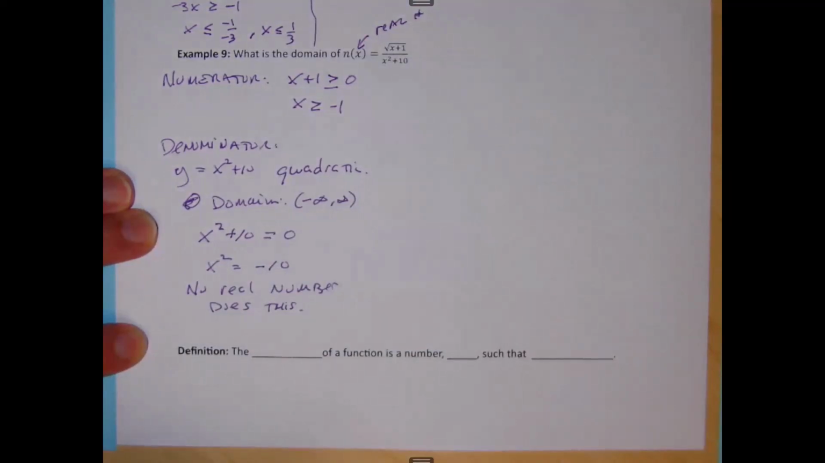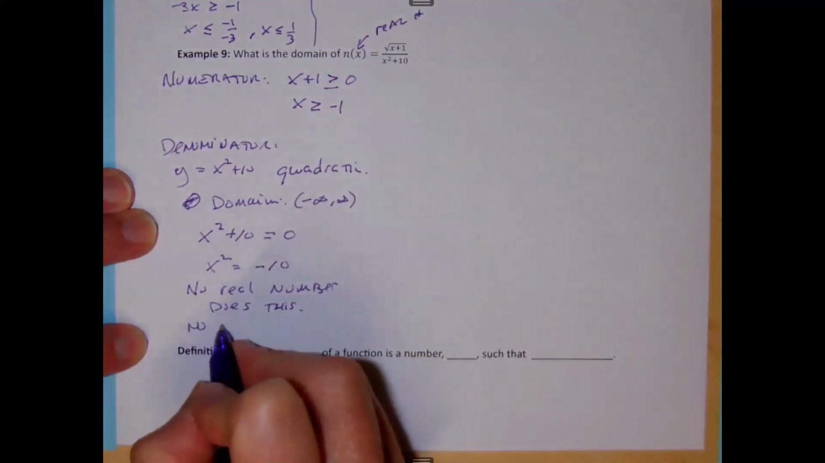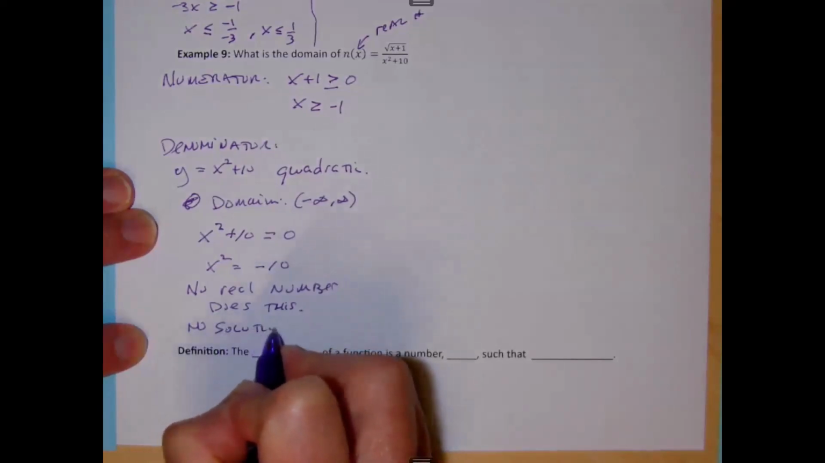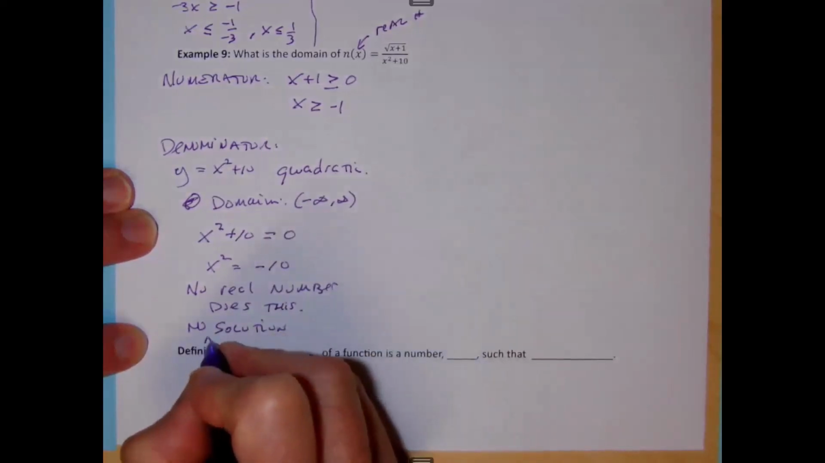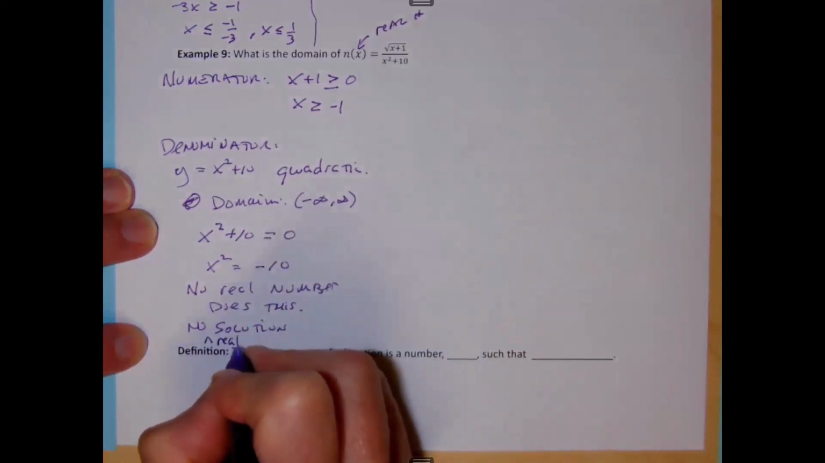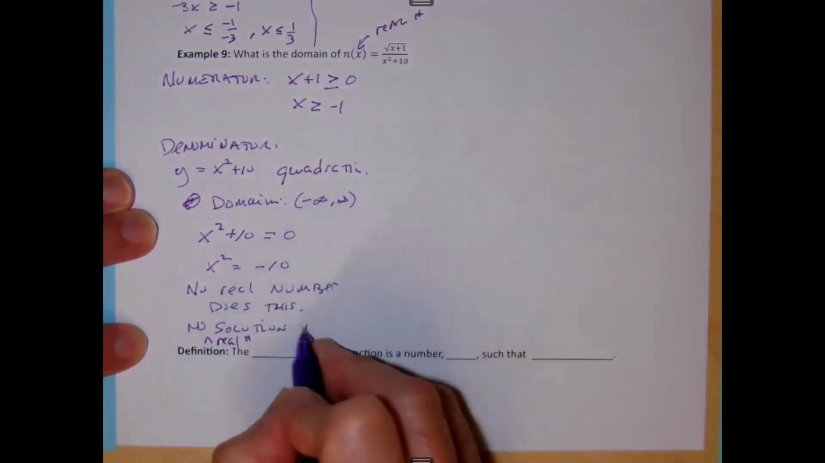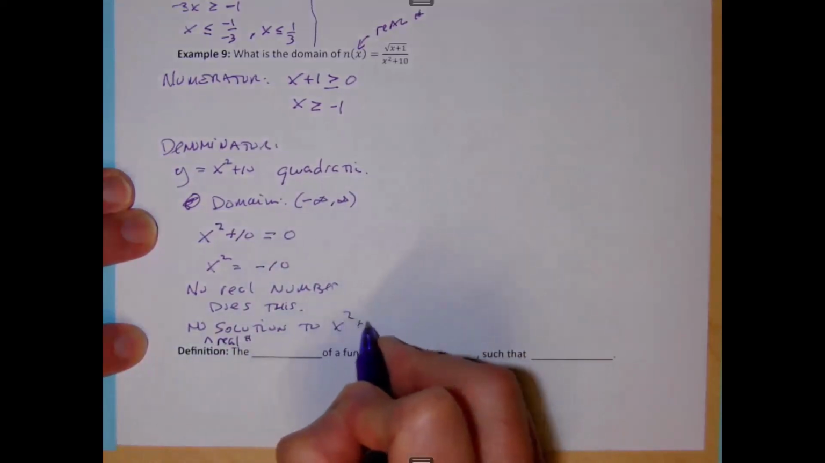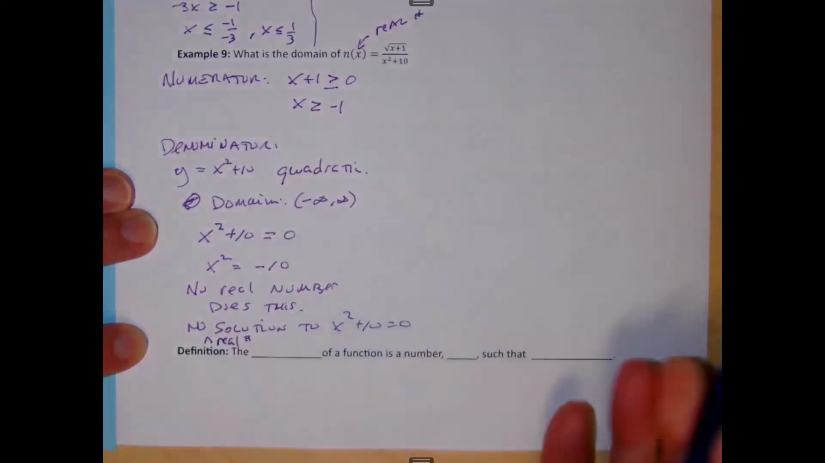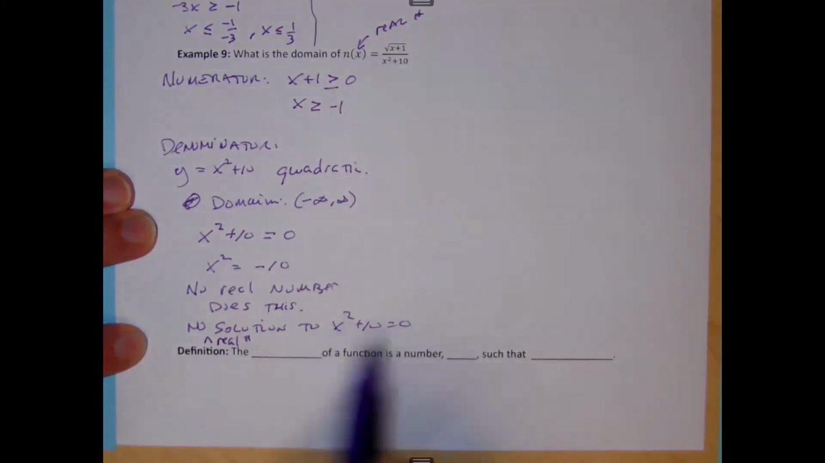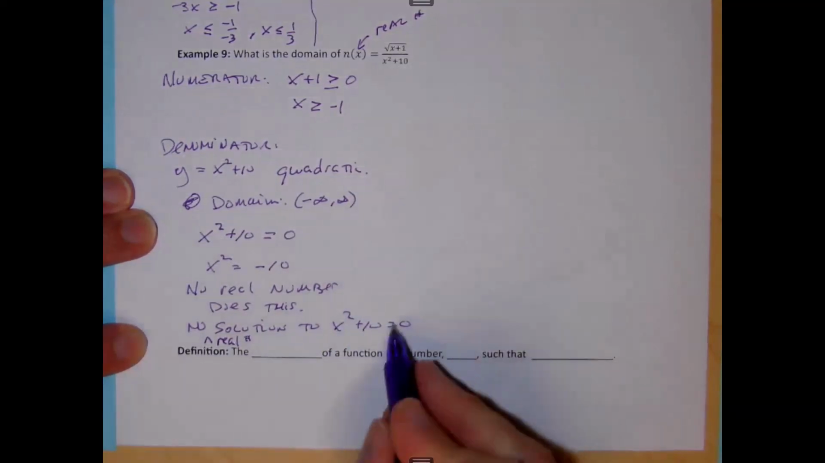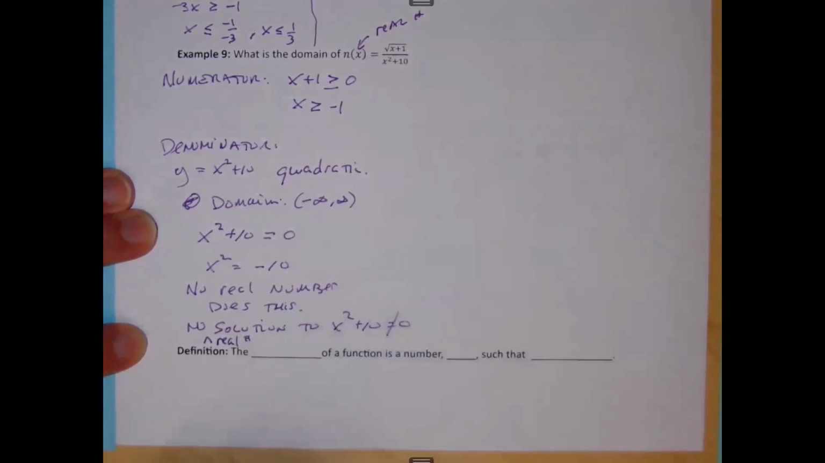Well, okay, what does that mean? Well, there's no solution. As a matter of fact, no real number solution to x squared plus 10 equals 0. Well, what does that mean? That means that I don't have to worry. I can enter any real number I want into x squared plus 10, and I can be guaranteed that it will not equal 0. So this does not equal 0.